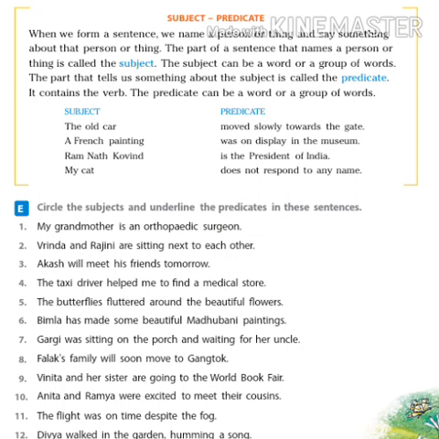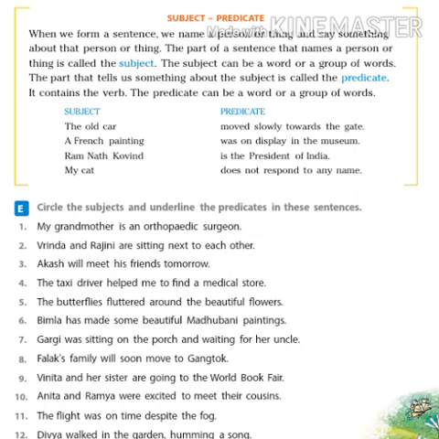Look at the first sentence. My grandmother is an orthopedic surgeon. So, what is the sentence about? The sentence is about my grandmother. So, my grandmother is the subject. Now, which is the predicate in the sentence? Is an orthopedic surgeon is the predicate in that sentence.